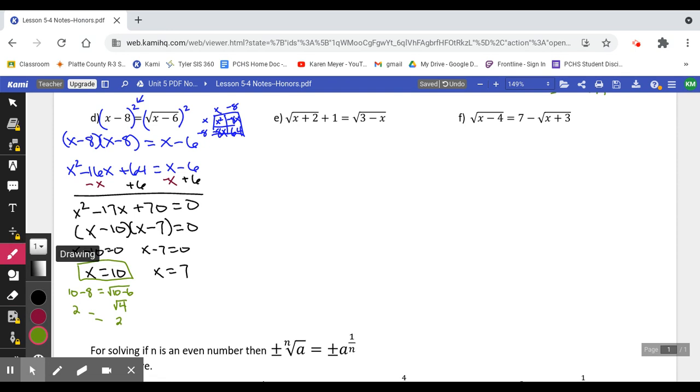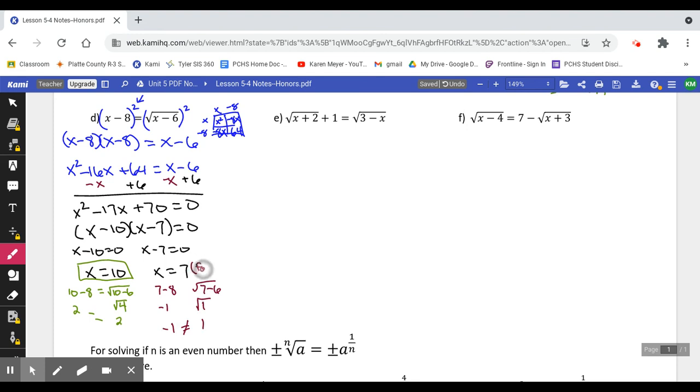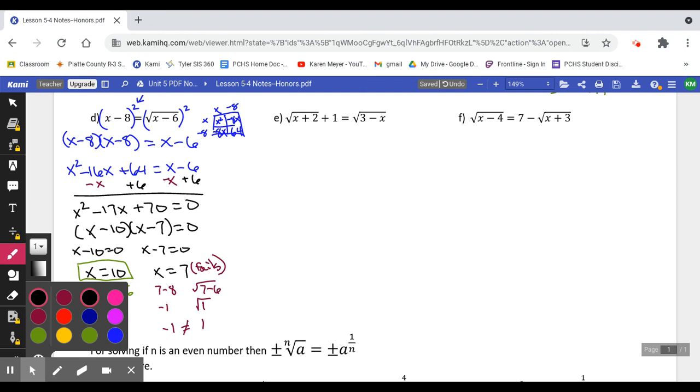Okay, next one. Plug in 7. 7 minus 8 is negative 1. The square root of 7 minus 6 is positive 1, and the square root of 1 is 1. But negative 1 is not the same thing as positive 1, so this one fails. Please do not circle it. It does not count as the answer. The only one that is an answer is 10. Okay, next problem.